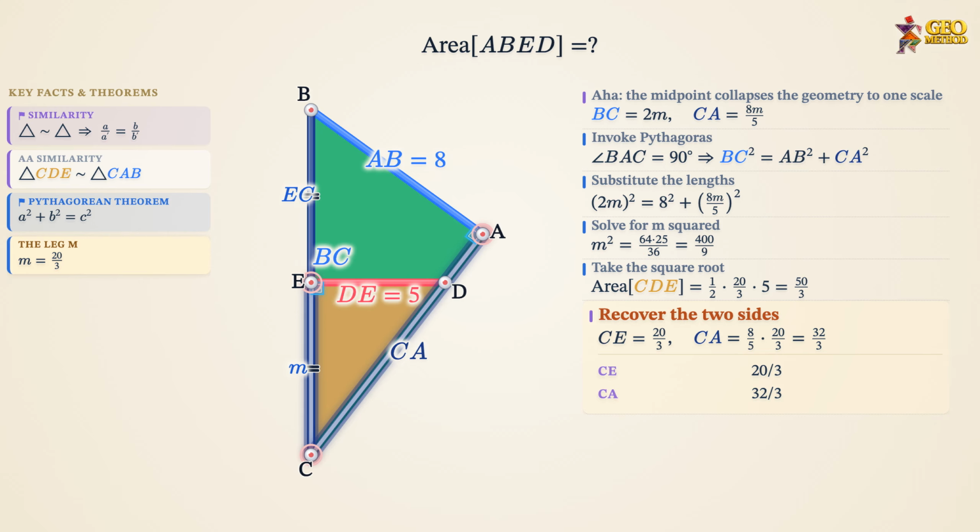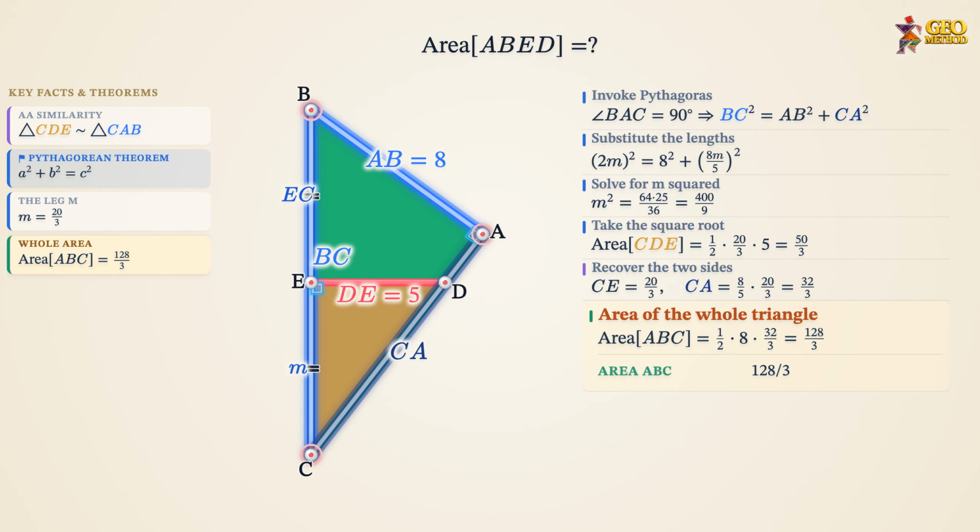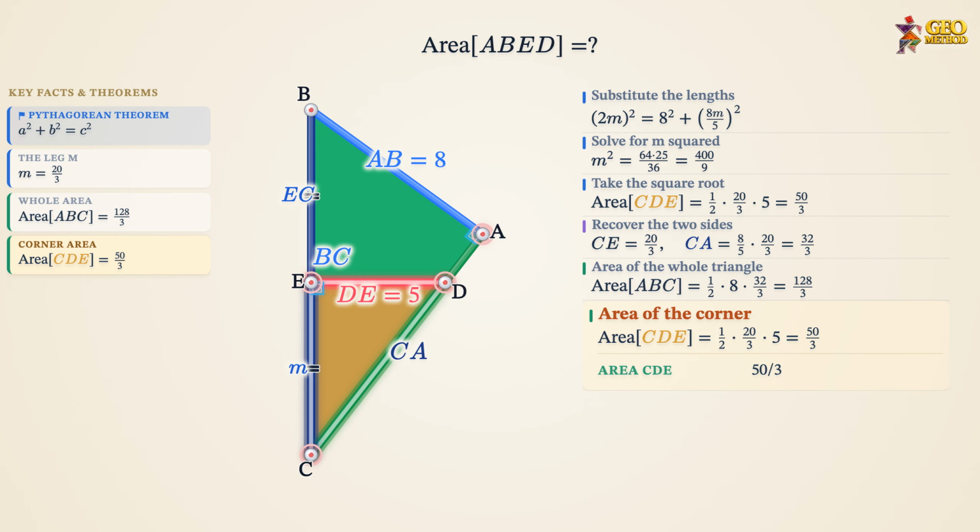Now every length we need is known. Now the areas. The whole triangle ABC has perpendicular legs segment AB equal to 8 and segment CA equal to 32 over 3. So its area is 1/2 times 8 times 32 over 3, which is 128 over 3. The corner triangle CDE is right-angled at E with perpendicular legs segment CE equal to 20 over 3 and segment DE equal to 5. Its area is 1/2 times 20 over 3 times 5, which is 50 over 3.